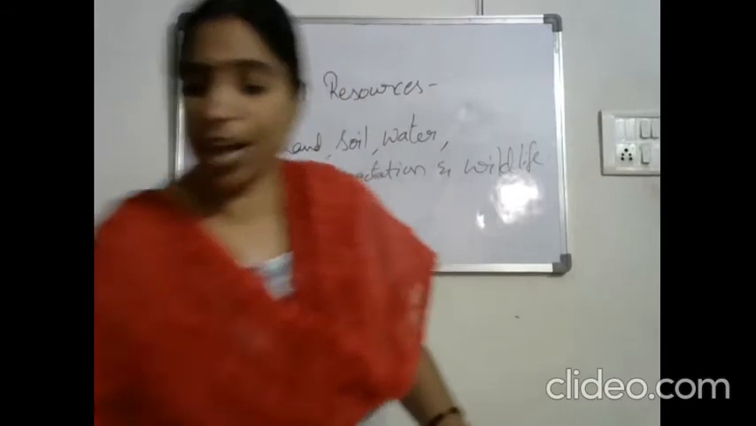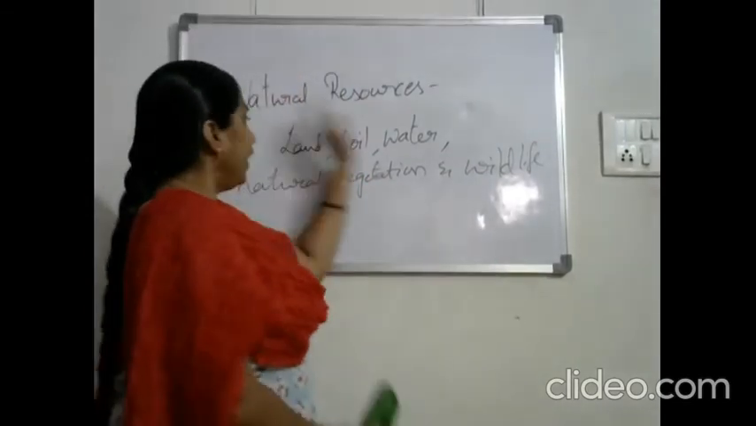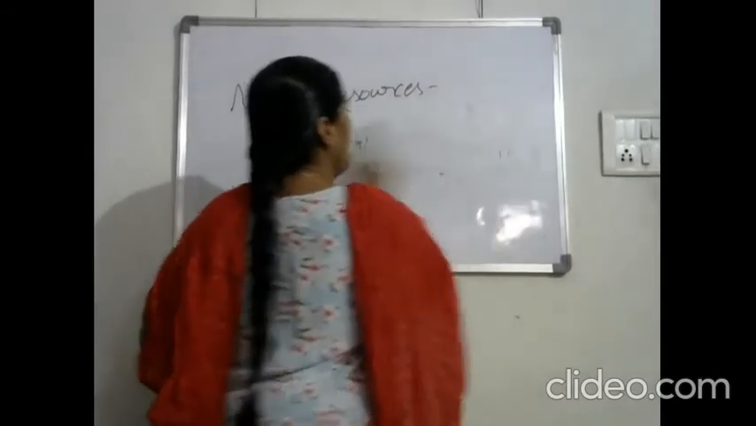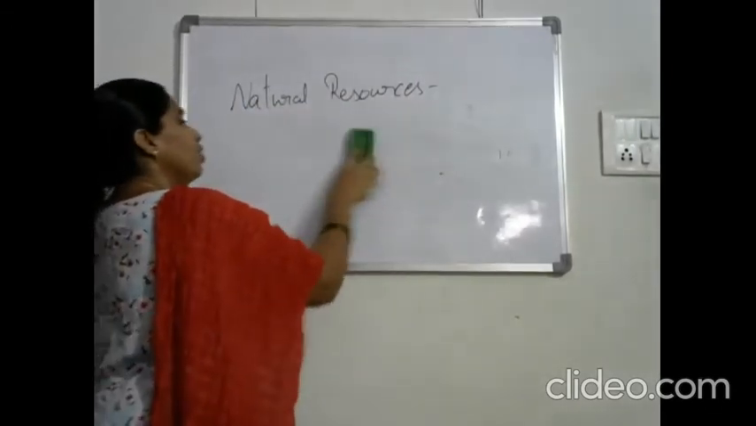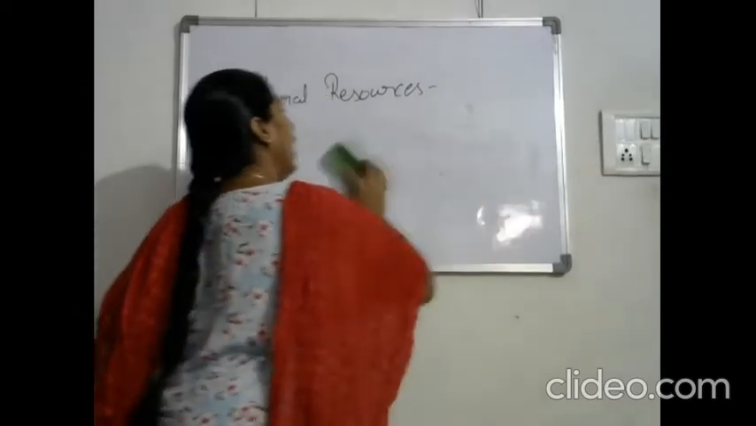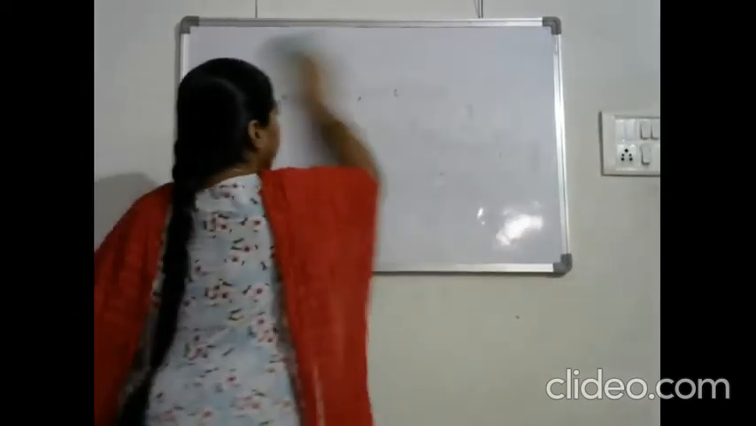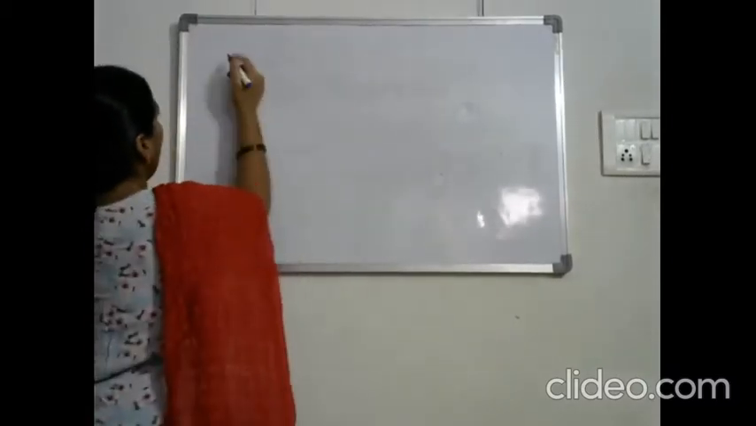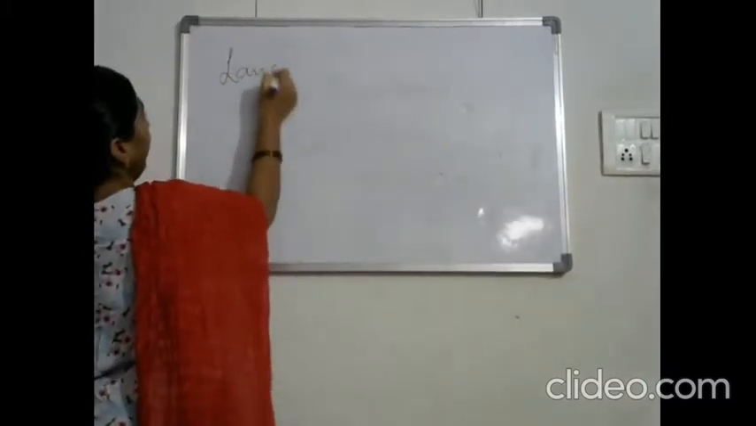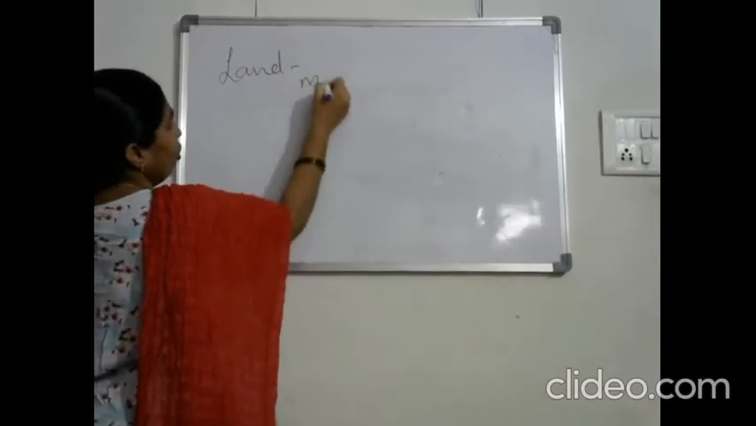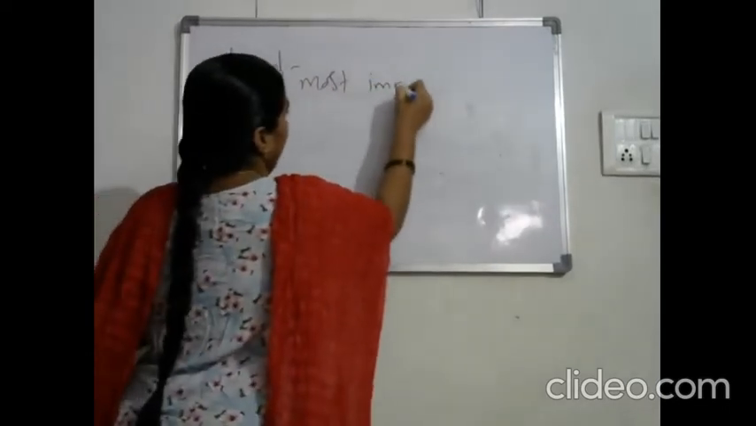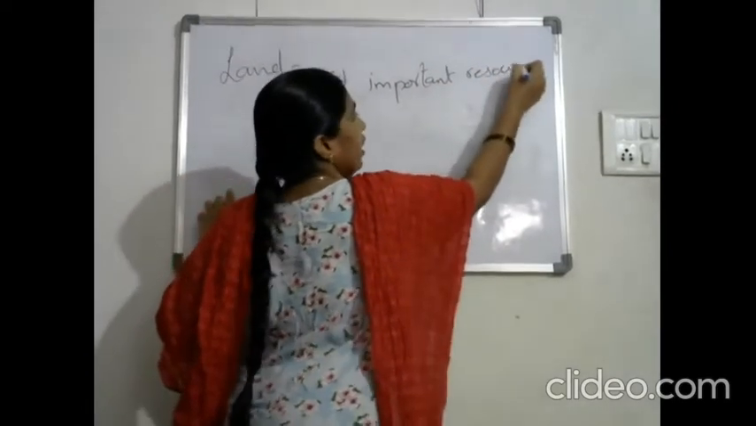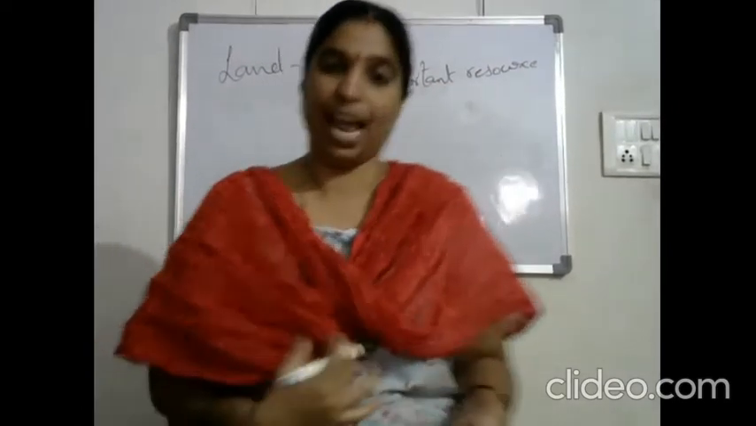Now we will deal with them individually. We will enter into the lesson and read about each resource in detail. Coming to the first natural resource, land. Land is the most important natural resource on the earth's surface. Why? Because we live on the land.